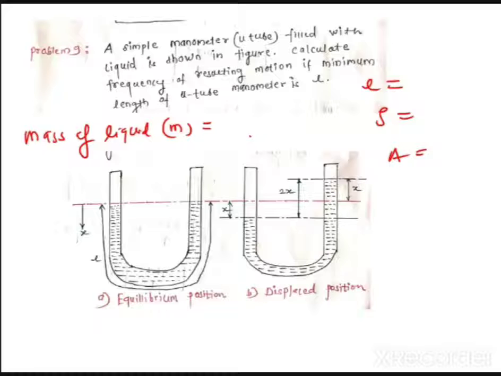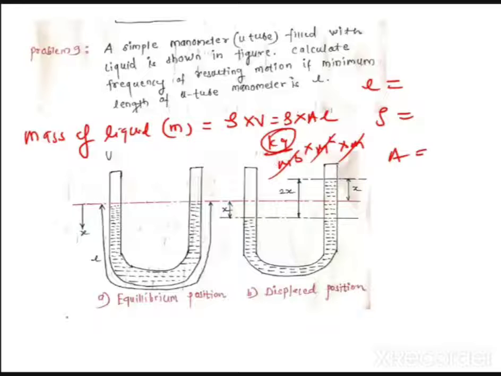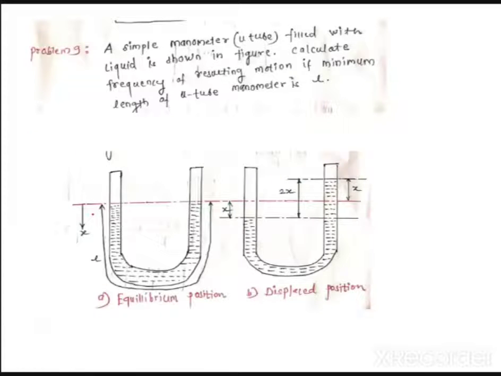Yes, mass is rho into volume, right? So rho into volume is correct. And what is volume? Area into length, right? You know, this is kg per meter cube into meter square into meter. Meter square gets cancelled, so you will get mass in kg. So the first point I have got is m is equal to rho into A into L. This is nothing but the mass of the liquid.